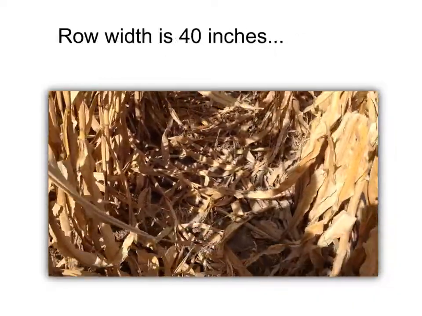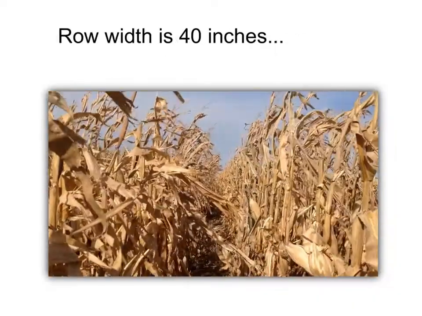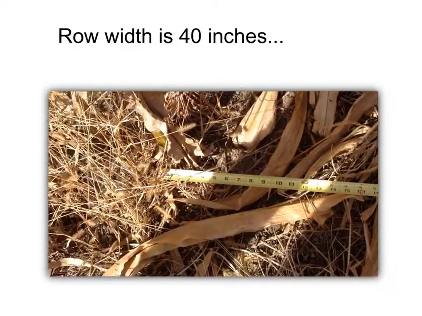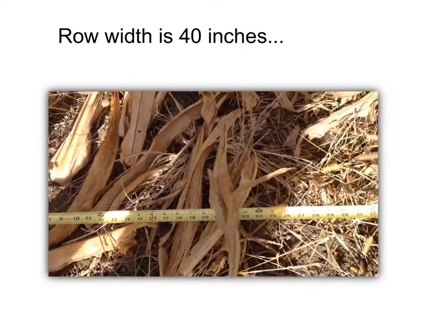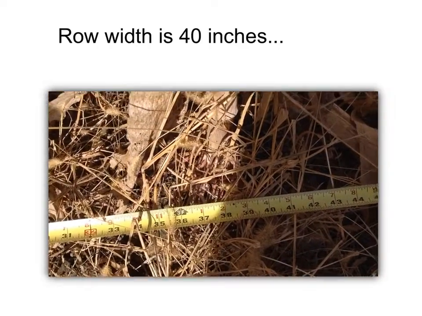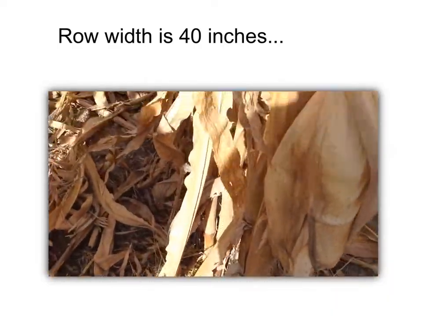First thing you need to do is to measure your row width of the corn. And in this case, it's 40 inches. You need that information to determine your sample area for estimating your yield.